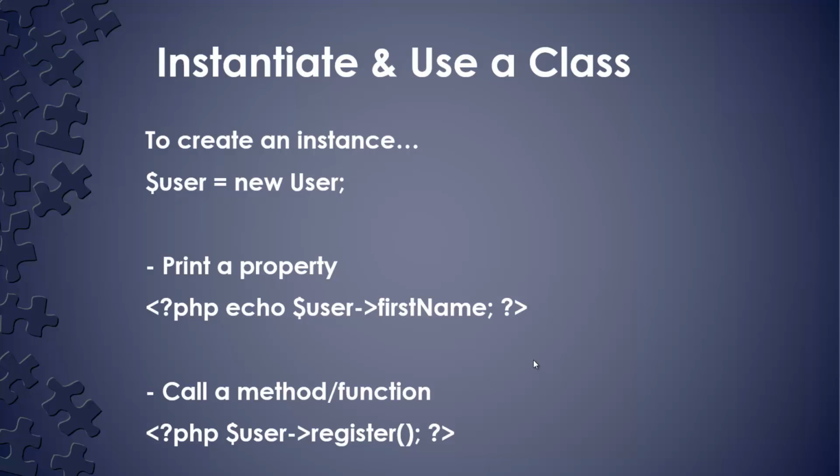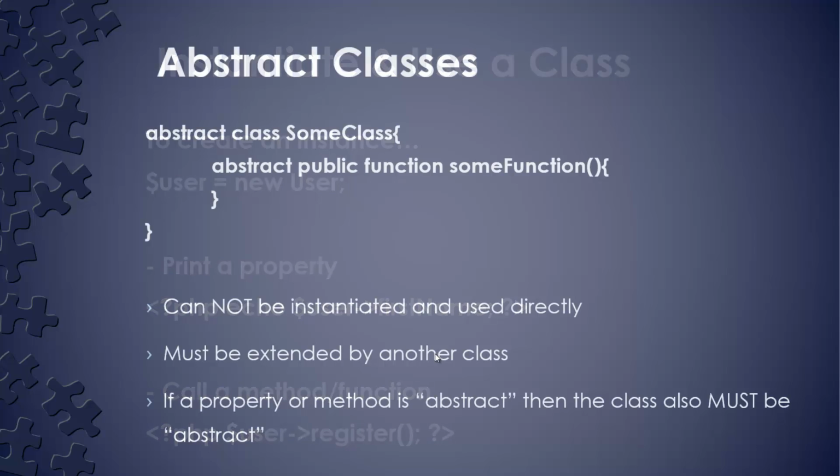So to instantiate and use a class, you want to create a variable and set it to new and then whatever the class name. To print a property, we could say echo and then whatever the class variable and then whatever property we want. Same thing with methods or functions. We use the variable and then whatever the name of the method or function.